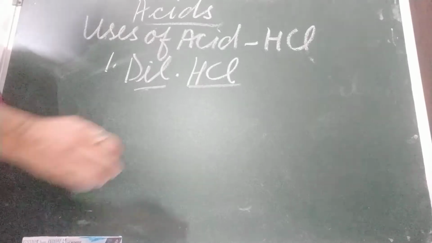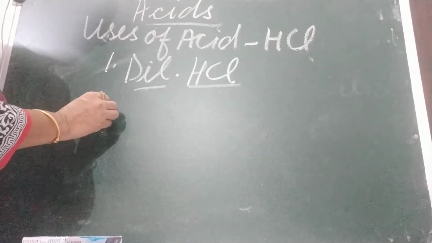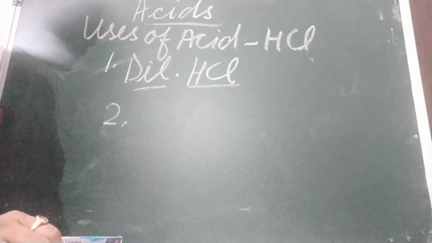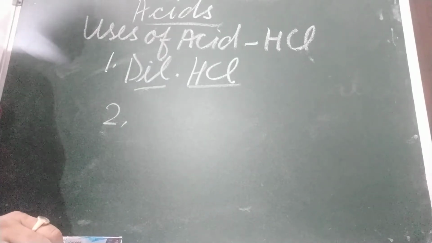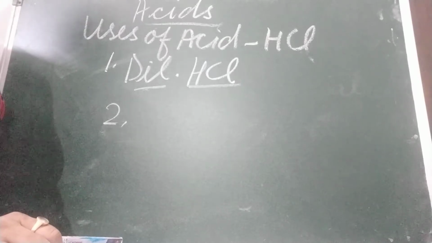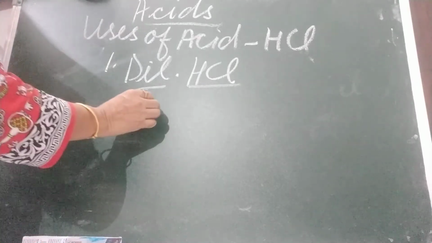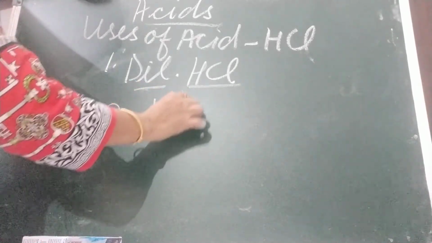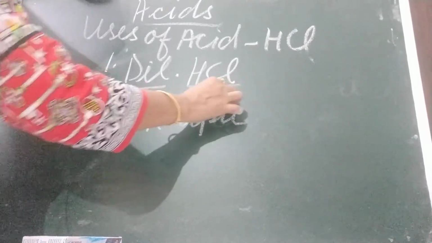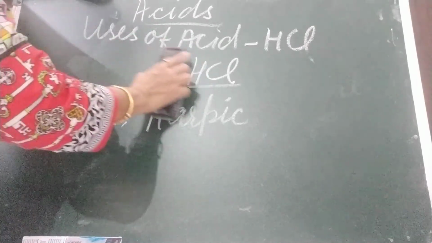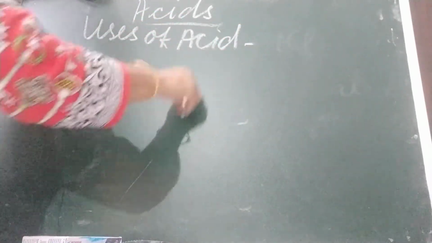Second, hydrochloric acid is also used for cleaning sinks. In your home, sinks are there, and sanitary ware like commodes and all. So it is used to clean these things. Harpic and other sanitary ware cleaners are examples. What do they contain? Dilute hydrochloric acid. Now children, we are going to discuss the second type of acid, that is sulfuric acid.